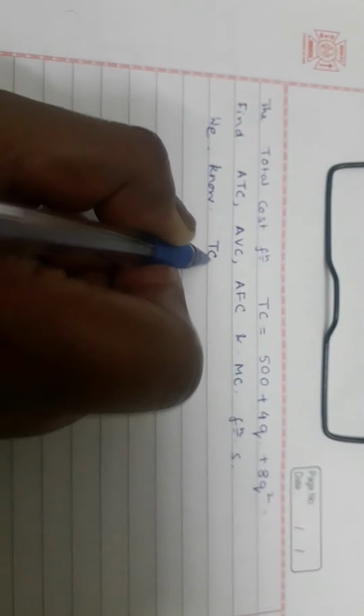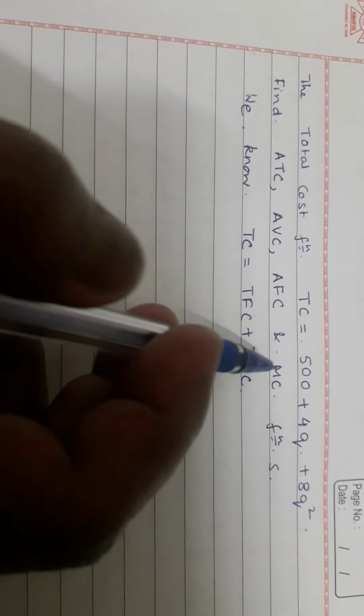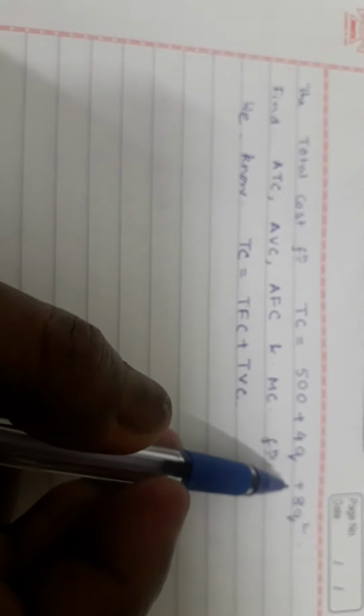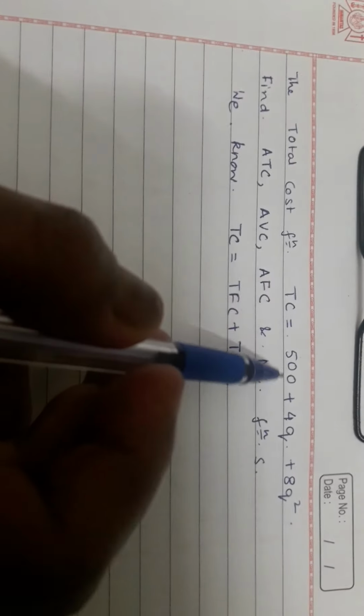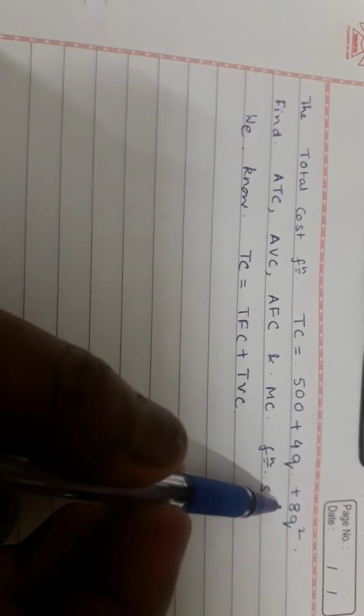Okay, now we know that total cost is equal to total fixed cost plus total variable cost. The total fixed cost term is the one which does not depend on the level of output. Now look at your total cost function. It is 500 plus 4q plus 8q square. Here, which term does not depend on output? That is this amount, 500.